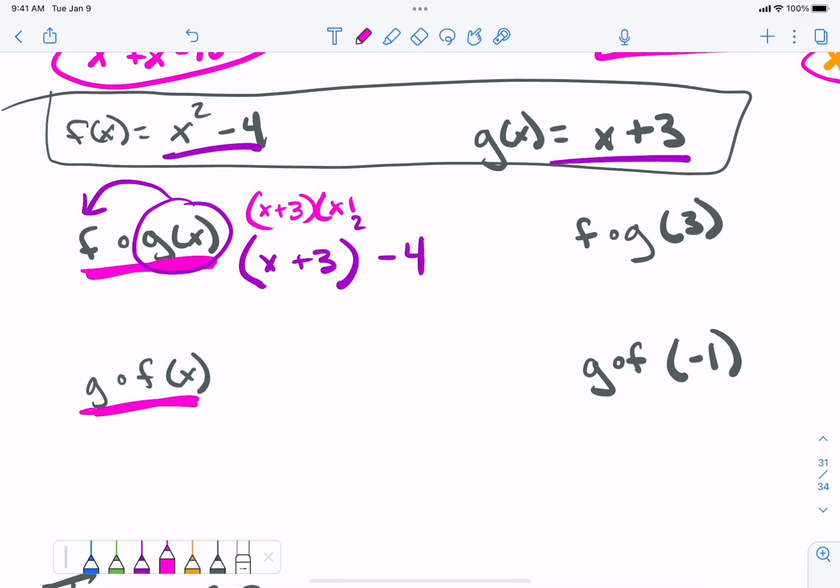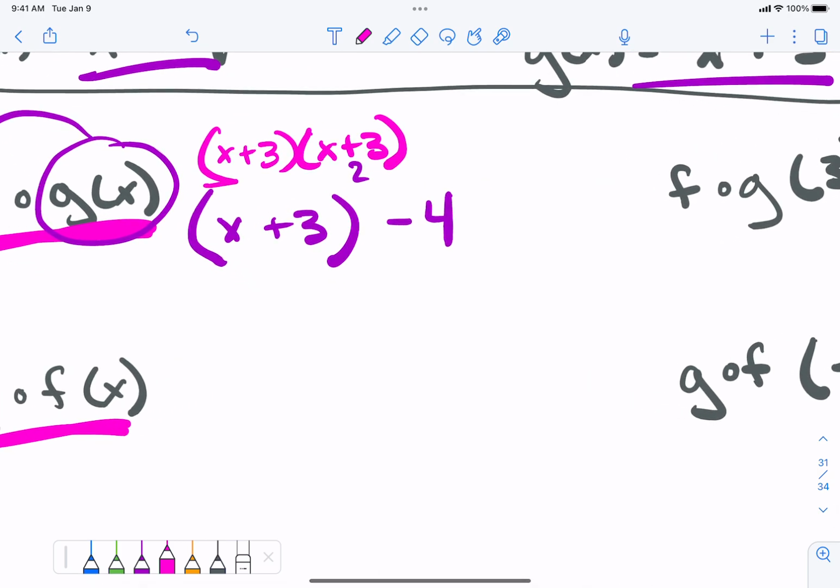So we have to foil. Okay, if you foil this, assume it's x minus 4. x squared plus 3x, plus another 3x, plus 9. That's what it foils out to.